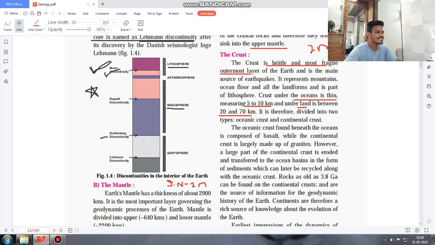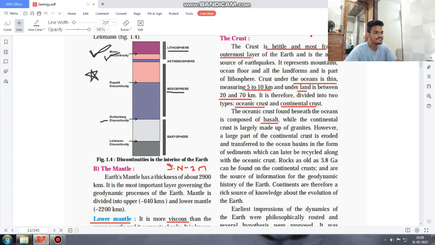Crust under the ocean is thin, measuring 5 to 10 km, and under land it is greater, 20 to 70 km. Therefore, they are divided into oceanic crust and continental crust. So 1 mark for oceanic, 1 mark for continental. So I have to explain continental and oceanic crust. First, oceanic crust we will explain.